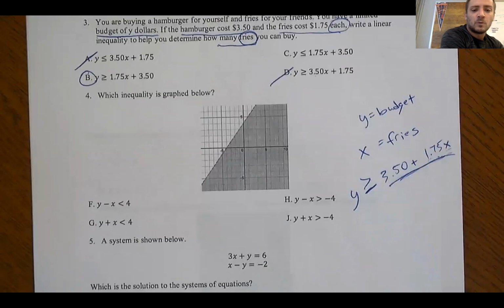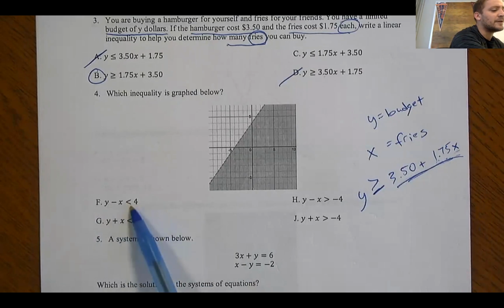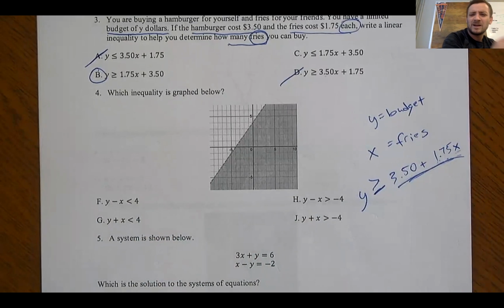All right, question number 4. Which inequality is graphed below? There's a couple ways that we could go about this. I want to see how good you guys are at working backwards. So instead of trying to convert all of these initially, let's see if we can come up with what the equation should be just from the graph.